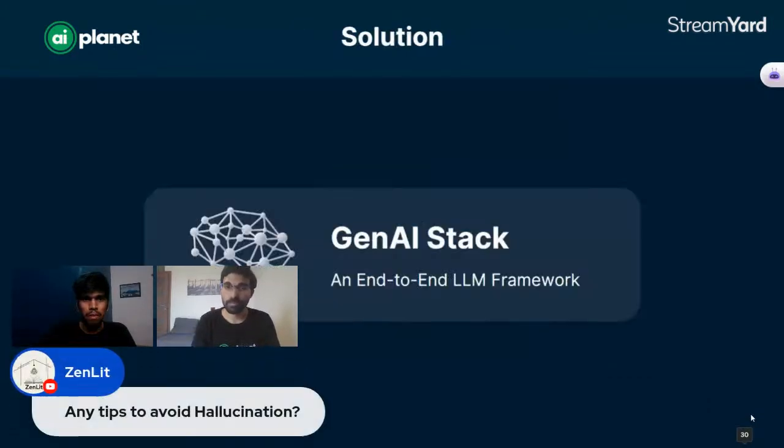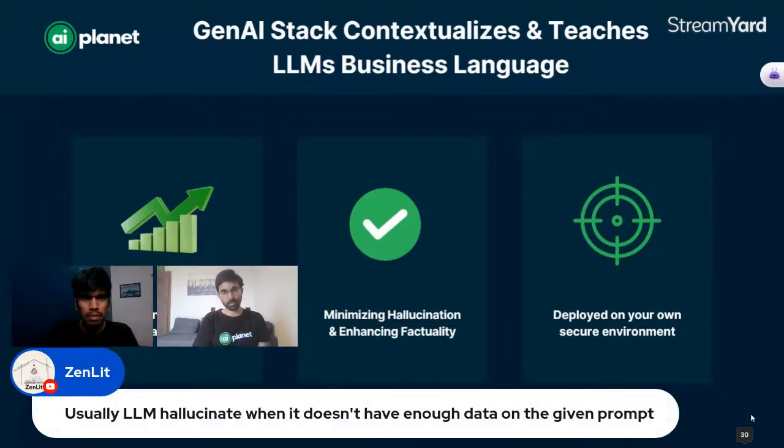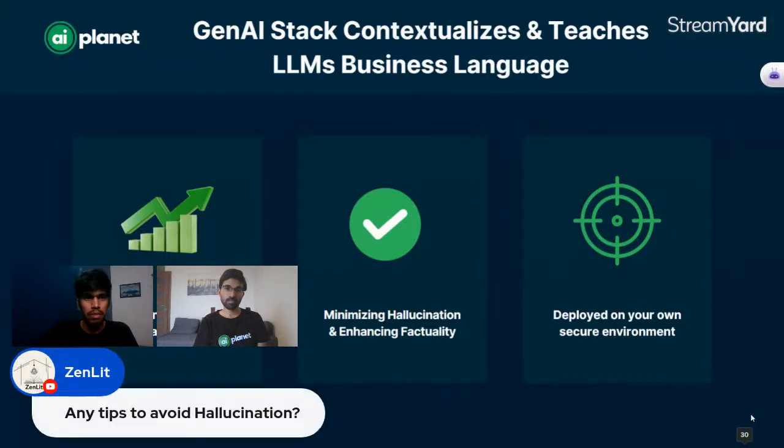Anything else? We'll take one last question. Any tips to avoid hallucination? And as a follow up, there was some answer. Usually an LLM hallucinates when it doesn't have enough data on the given prompt. So do you want to add a few more points on how to avoid hallucination?